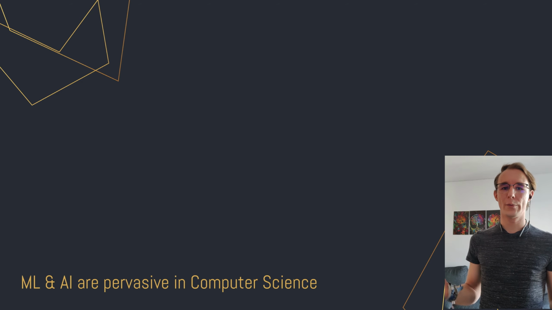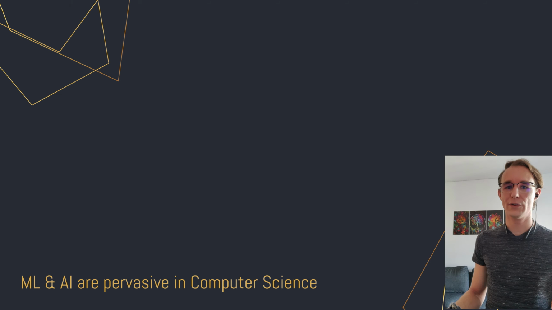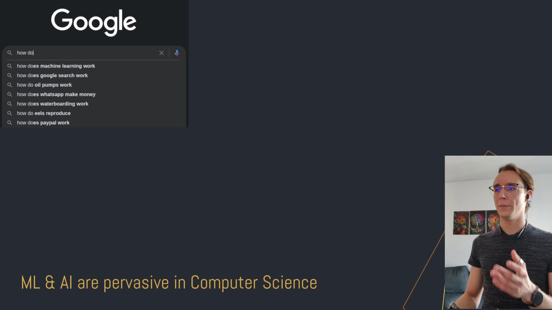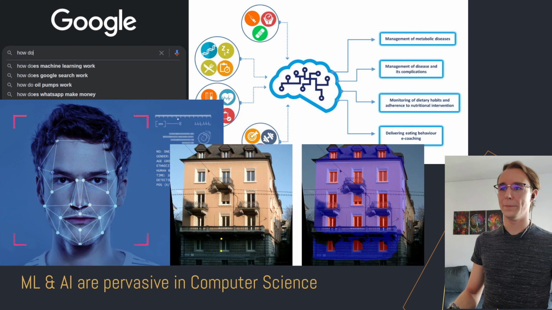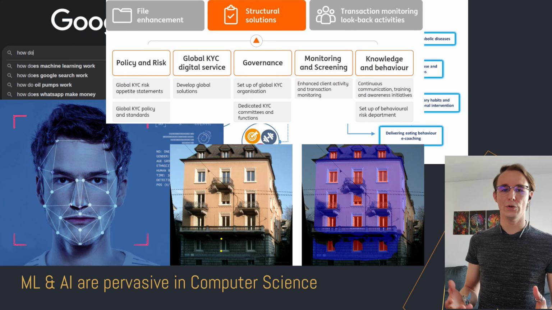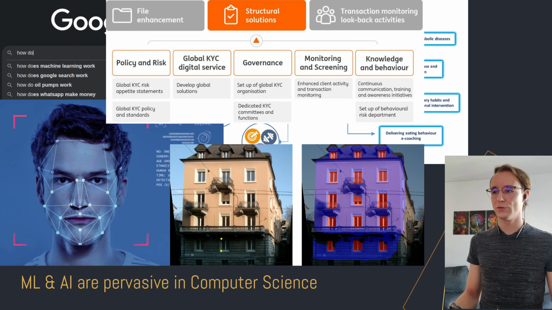So first of all, as you probably know, machine learning and AI are pervasive in computer science. You find it anywhere from Google searches to medical appliances, to facial recognition, to recognizing objects within images, as well as specifically relevant for ING, transaction monitoring, know your customer analysis, all of these things that are relevant in the financial technology industry, and of course the most important one of all, dancing robots.